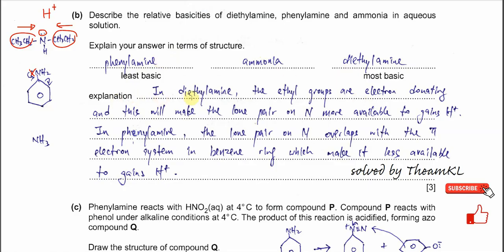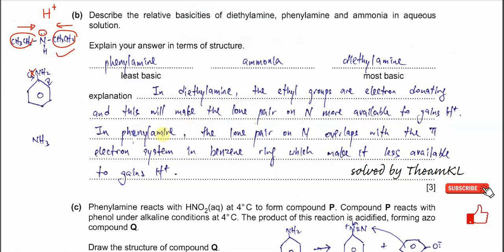Explanation. In the mark scheme nowadays, they just put point form. Sometimes it's hard for you to relate, so you just follow mine, and you can understand better. In the diethylamine, the ethyl groups are electron donating, and this will make the lone pair on nitrogen more available to gain H+ or to receive H+.